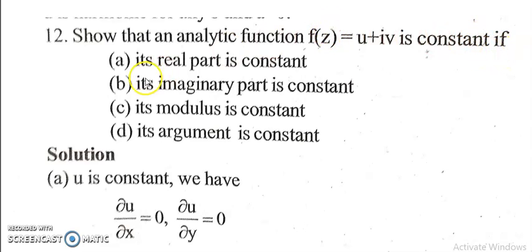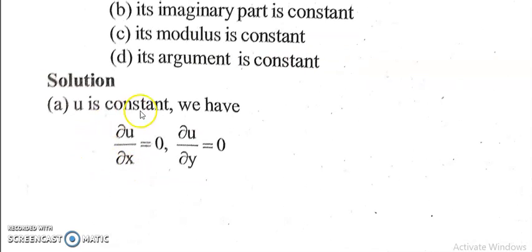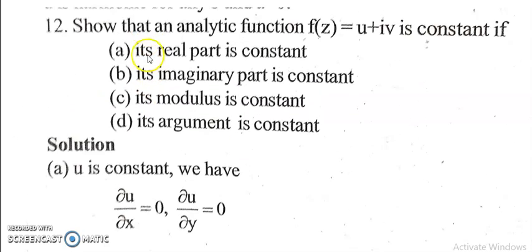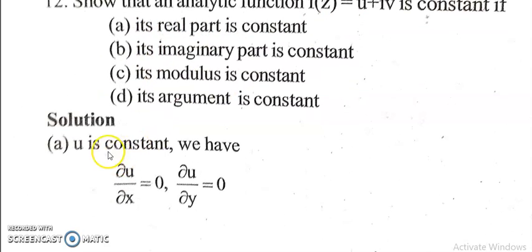And what is given? Its real part is constant. So let us consider u is constant. What is the real part of f of z? u is the real part. So u is constant. What is the derivative of a constant function? 0. So dou u by dou x is 0, dou u by dou y is 0. Why? Because u is constant. If you differentiate a constant, it is 0.